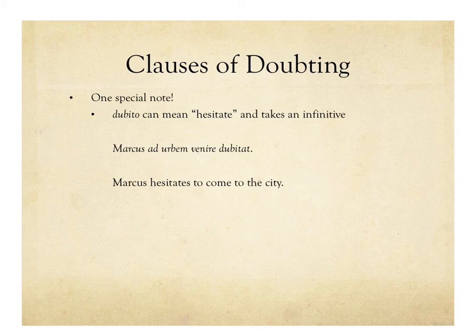One final note that's sort of special about this verb dubito. While dubito often means to doubt, it can also mean to hesitate. And when it means hesitate, it is not followed by a clause of doubting because we're not doubting anything now, we're just hesitating. And in those situations, it takes an infinitive. So you can see, here's my example, Marcus ad urbem venire dubitat. Marcus hesitates to come to the city. So you do have to remember this rule, but it's also really handy because if you see dubito plus an infinitive, you know that it means hesitate and not doubt, and so it's a good little tip to know.